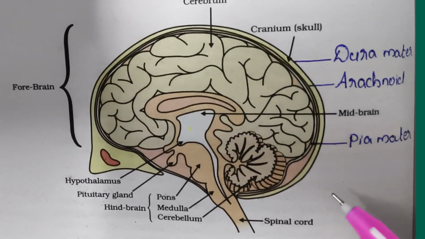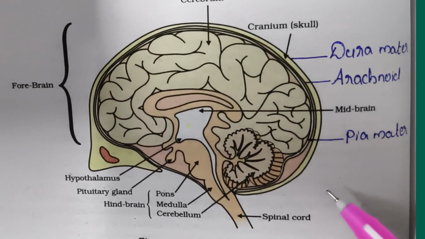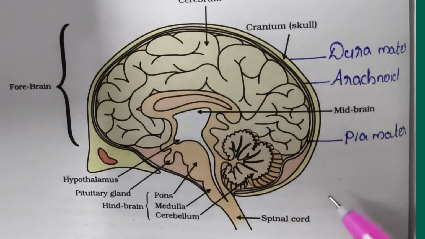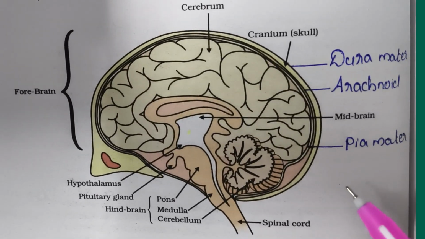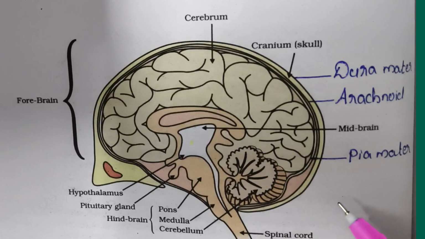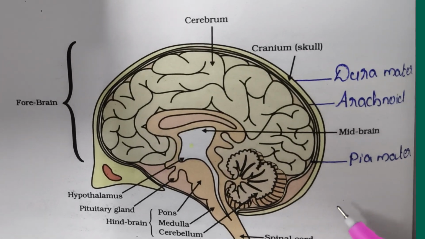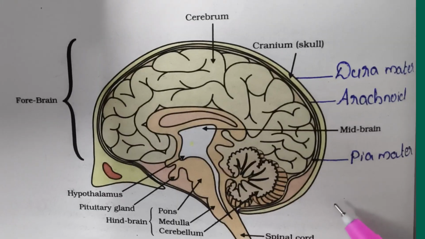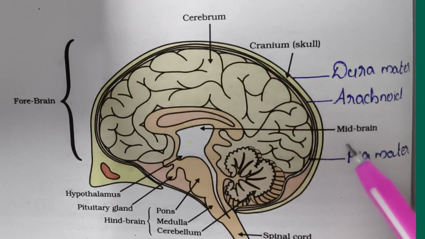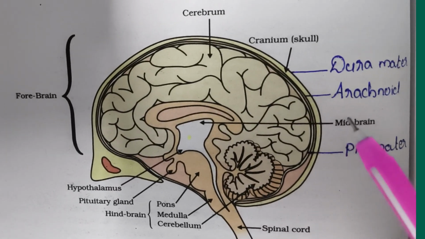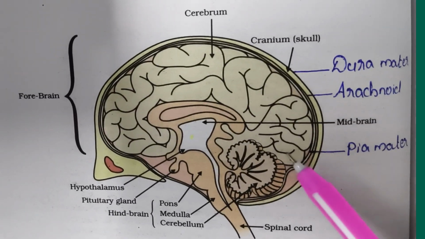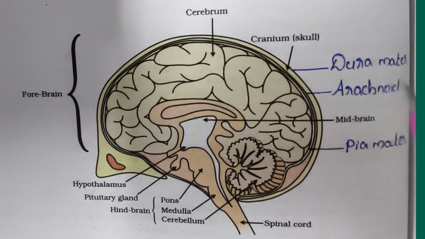Do you know how the brain is protected? The brain is protected by the skull. The skull contains a total of 22 bones. Among these 22 bones, 8 bones are called the cranium and the remaining 14 bones are called facial bones. So the cranium, the part of the skull, is used to protect the brain. So the brain is protected in the cranium of the skull.